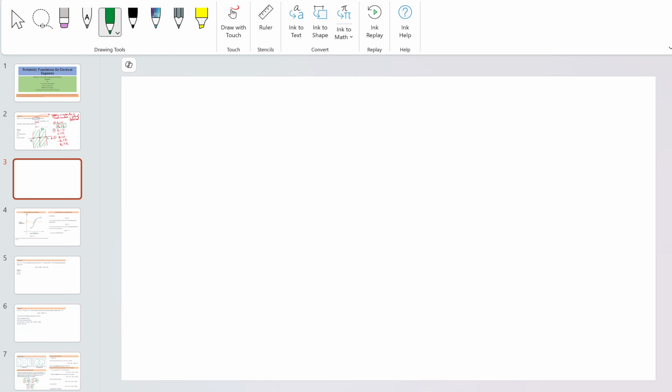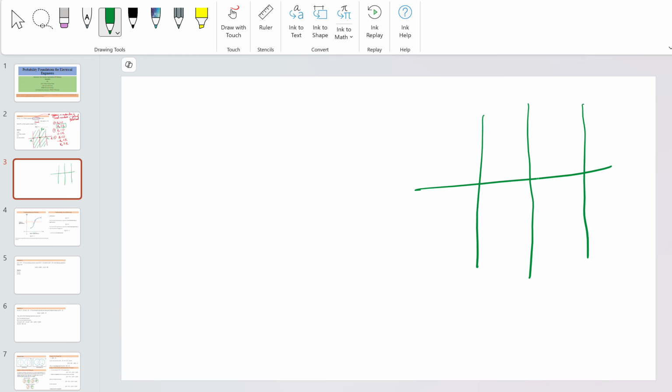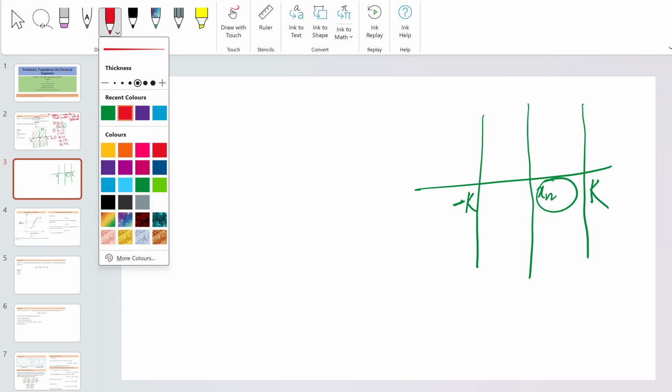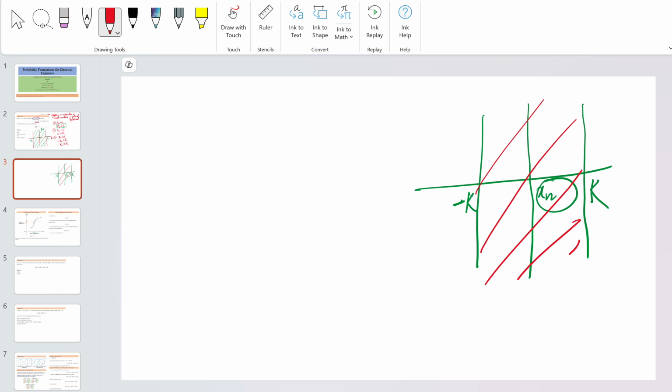Okay. What does it mean that xn is lying between minus k to k? It means this region basically. What is being asked is the value of the limit when n tends to infinity of xn.